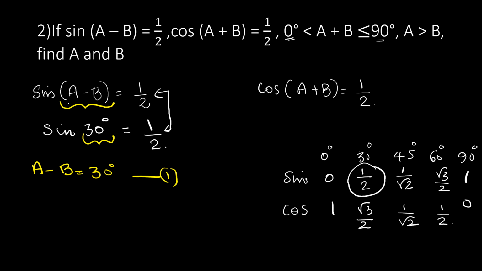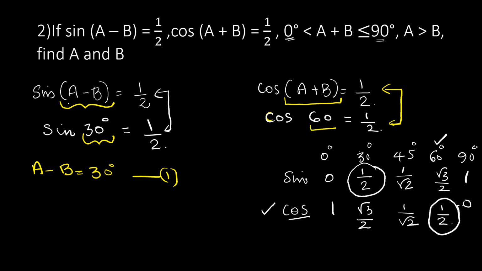Now we'll see cos(A plus B) equal to half. In the cos table, see where is 1 by 2. This is 1 by 2. That is cos of 60 degree equal to 1 by 2. Now comparing these two, cos of A plus B equal to 1 by 2, cos of 60 equal to 1 by 2, we get A plus B is equal to 60 degree. Therefore A plus B equal to 60 degree.